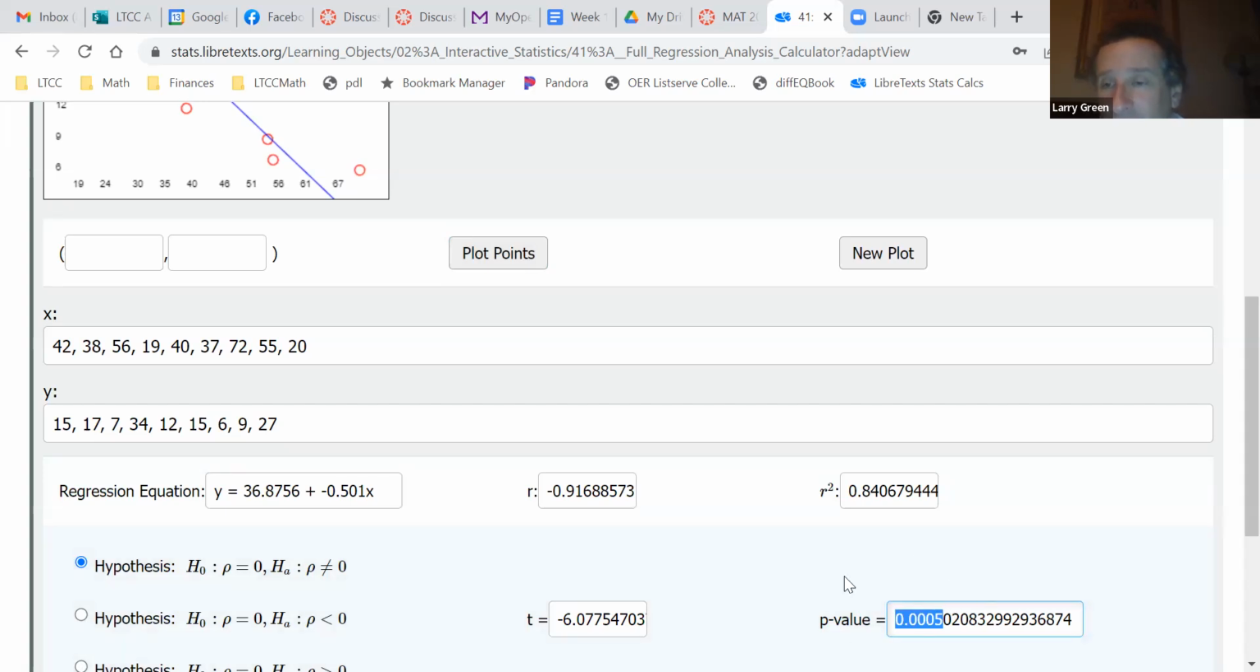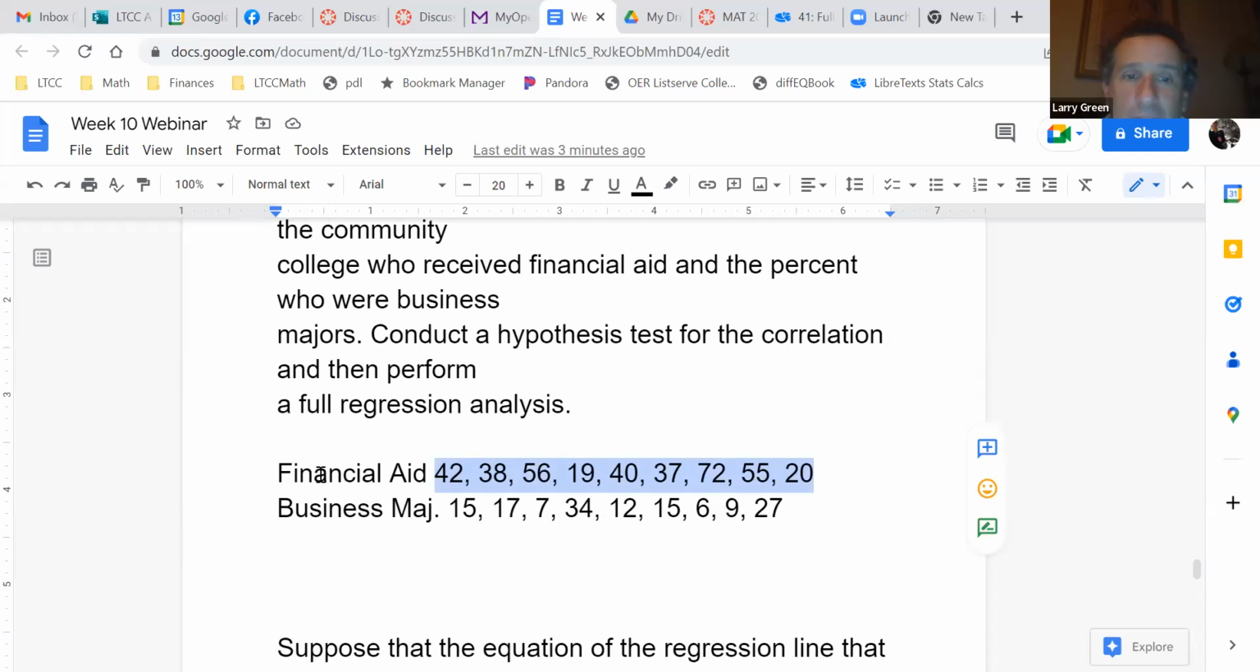There is a correlation between, let me remind you what it was, the percent of financial aid students and the percent of business majors at a college. Any questions on that? Okay. Does the y-intercept make any sense?